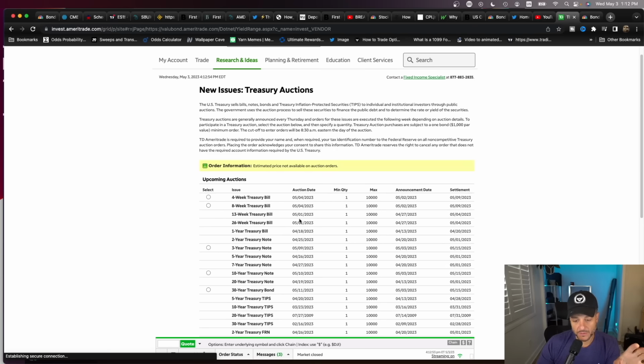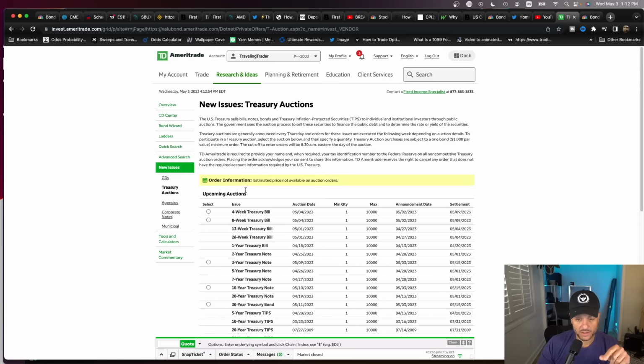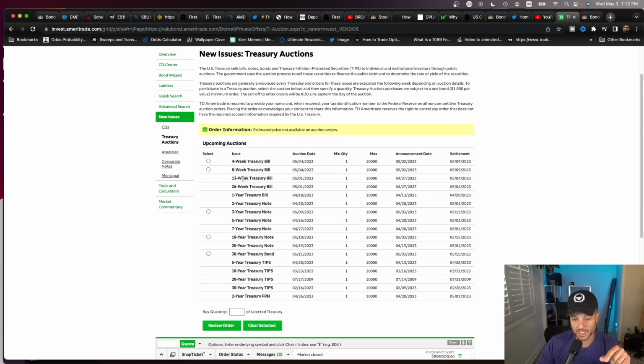And I'm going to go to view. And here are all of the auctions that are upcoming. The ones that are available for me to bid on are the ones that have the radio button open for me, right? So again, I bought 100,000 of the 2 month, and I want ones that expire in a month or 4 weeks. So I see that there's a treasury auction coming up tomorrow, because today's Wednesday, May 3rd. Tomorrow's a Thursday, which we will get a new treasury auction for the 4 week.